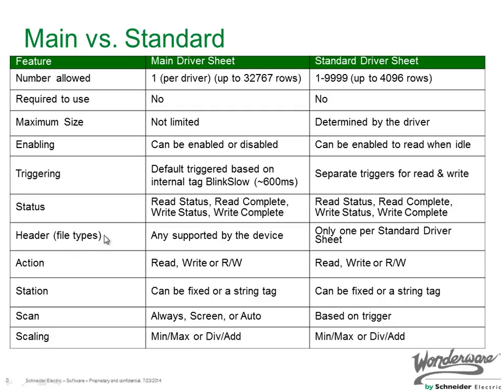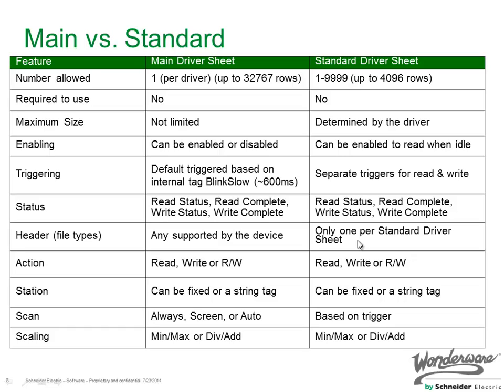In the header, or the top part of the driver sheet, you can use any of the different file types or I/O types that are supported by the PLC. In the standard driver sheet, per sheet, and again you can have multiple sheets, but per sheet you can only have one memory type or one I/O type, whether that be some type of holding register, or inputs, or outputs, or coils, depending on what the PLC supports. It's only one per sheet.